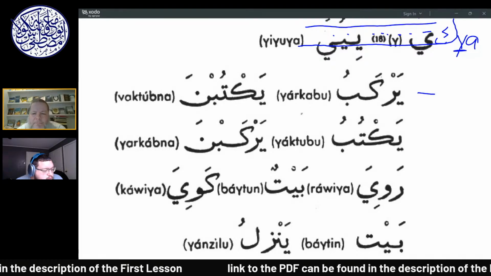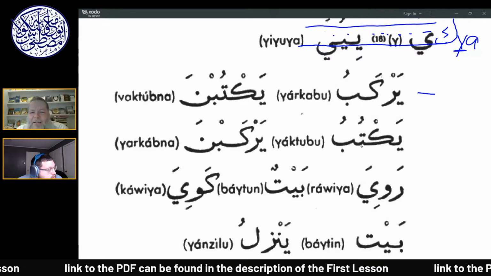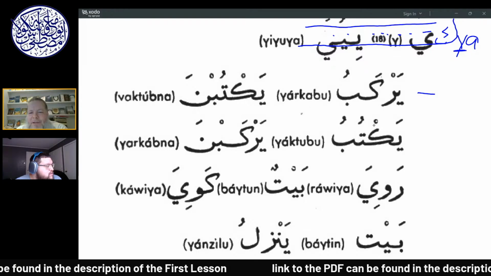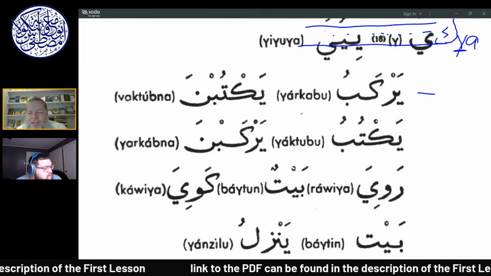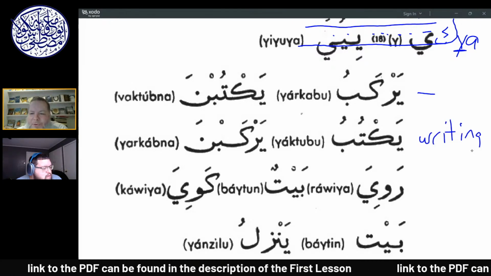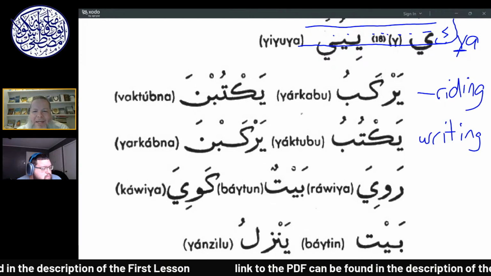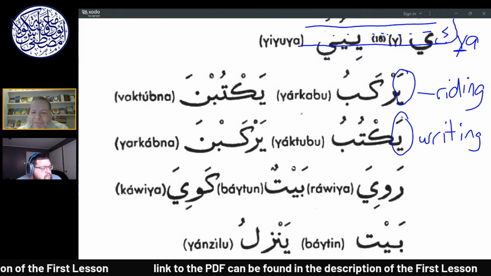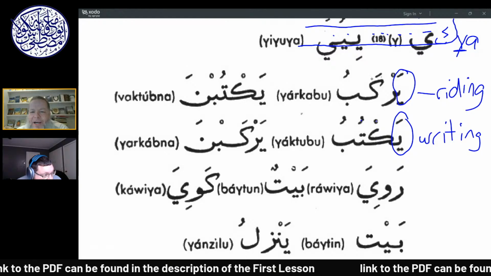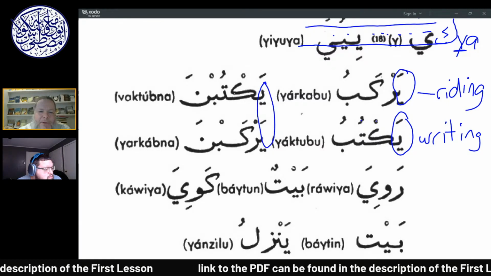Exactly. Now just stop for a second. I want to show you something. We said yesterday kataba has something to do with writing, right? And rakiba has something to do with riding. But we see here, all we did is add the ya in the front of it. Everything else is the same. The first letter has a sukoon on it, the second letter, and the third letter, they all end up the same. Same thing here: yar, kab, na.